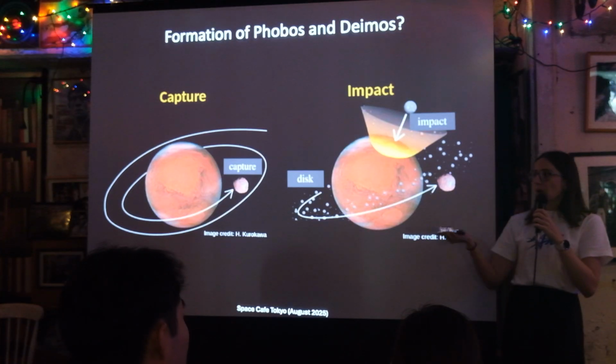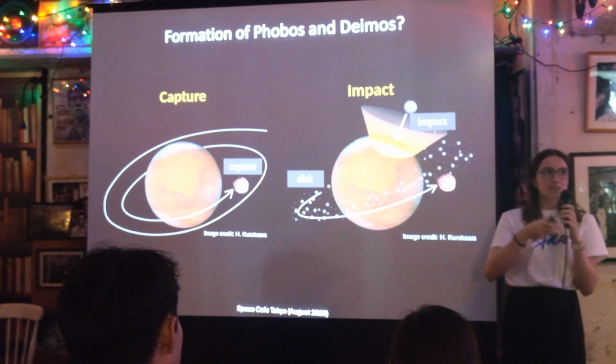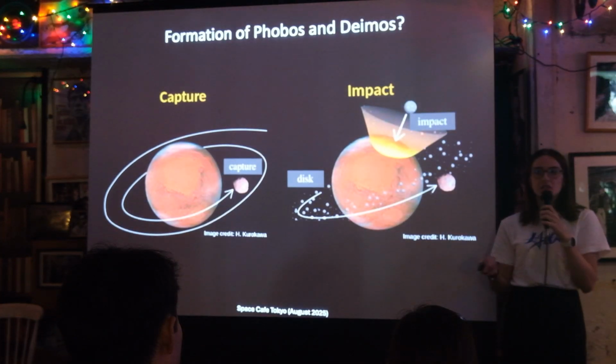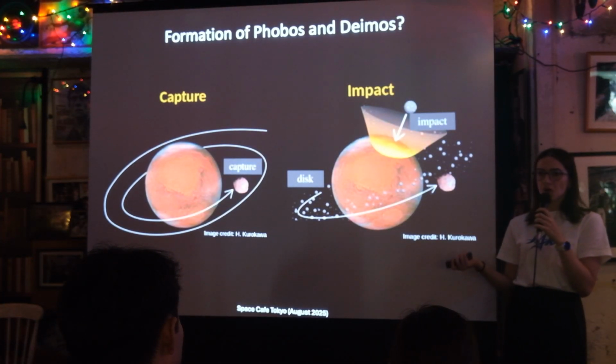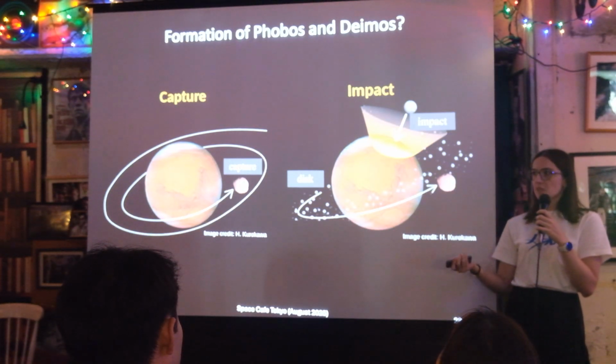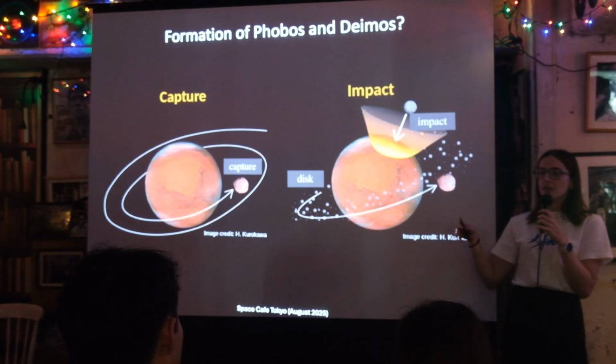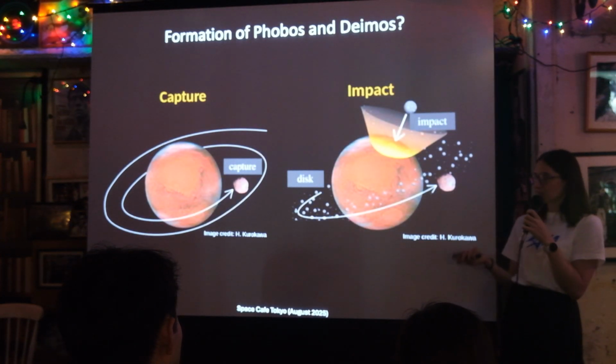So there are different theories. There are good reasons for each theory, but the result is we don't know how those moons formed. So we don't know how the Martian system formed. So how can we pretend that we know about the solar system if we don't even know the closest planets that we have, the rocky planets around us?